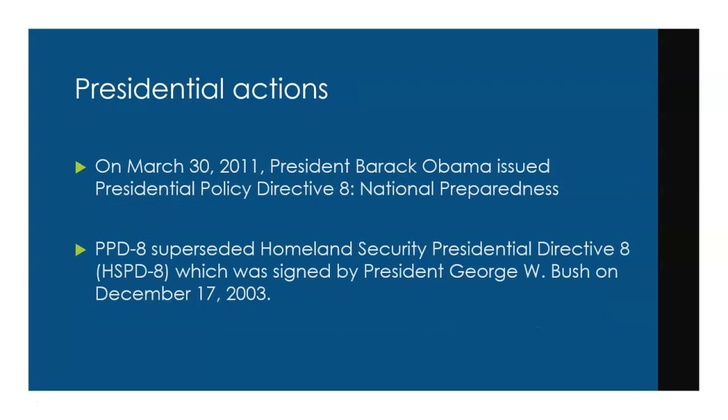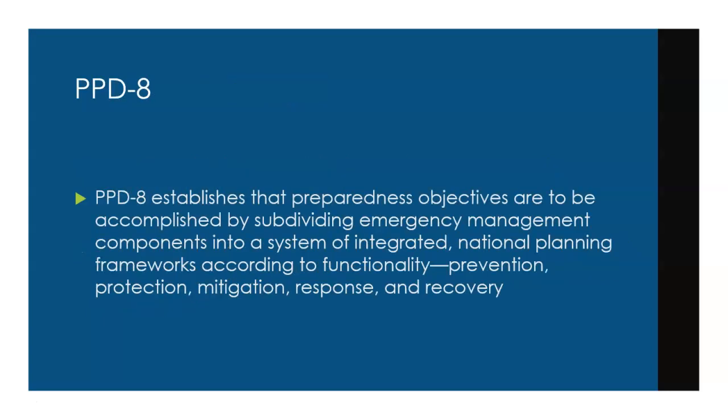So on March 30th, 2011, President Barack Obama issued Presidential Policy Directive 8, which is for national preparedness. It superseded the Homeland Security Presidential Directive 8, which was signed by George Bush on December 17, 2003. So PPD 8 establishes that preparedness objectives are to be accomplished and subdivided into emergency management components and integrated in national planning frameworks: prevention, protection, mitigation, response, and recovery, as we just talked about a moment ago.